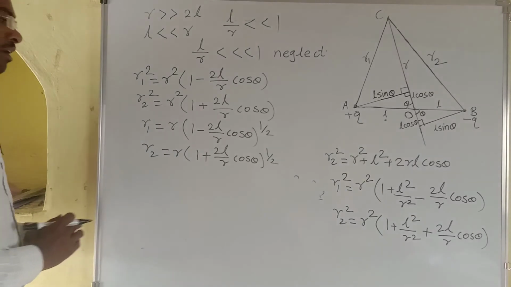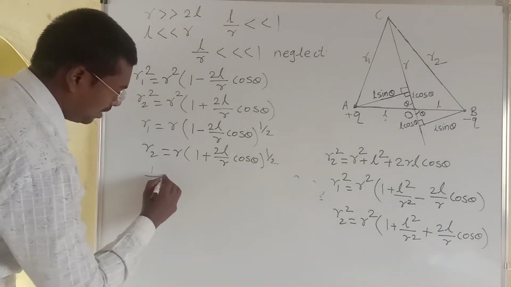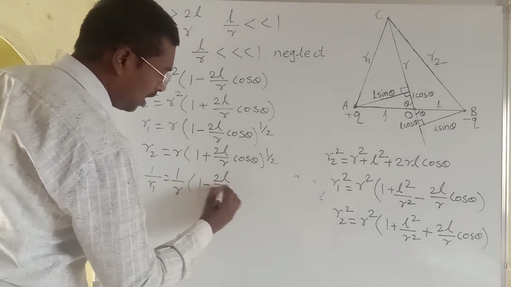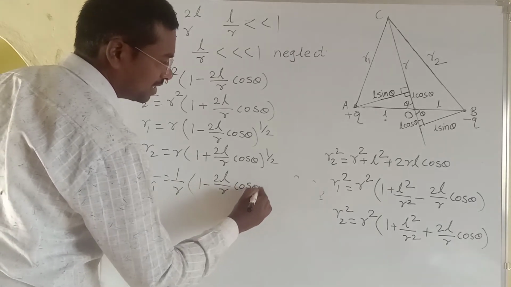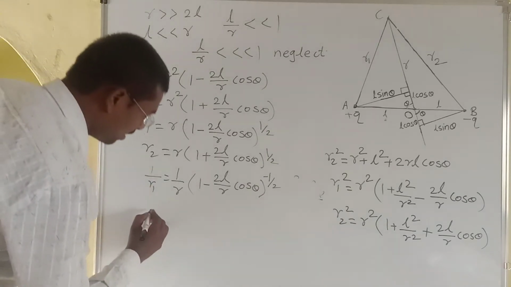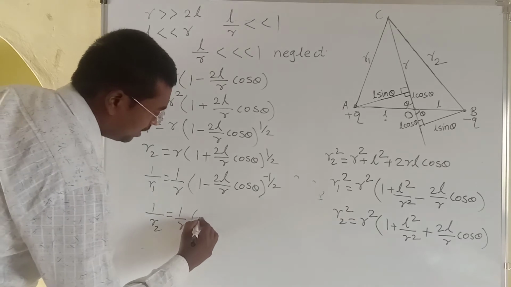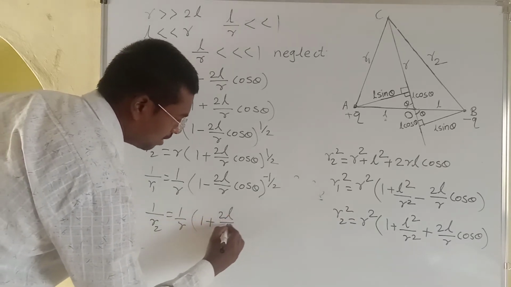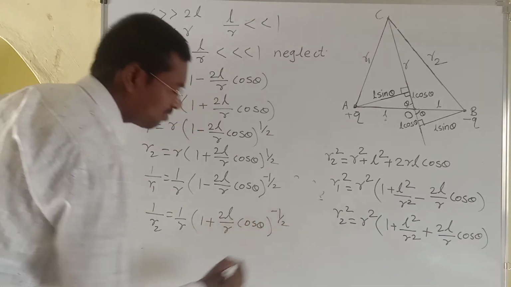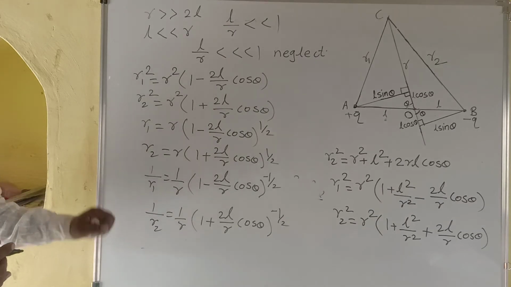Therefore, now take the reciprocal of these two equations. 1 upon R1 is equal to 1 upon R into bracket 1 minus 2L upon R into cos theta bracket raised to minus 1/2. Again, the reciprocal of R2 is 1 upon R into bracket 1 plus 2L upon R cos theta bracket raised to minus 1/2. Okay. We get the terms for 1 upon R1 and 1 upon R2.